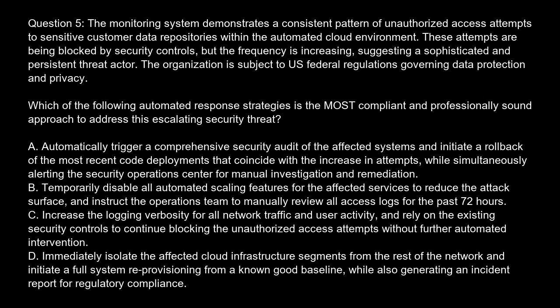Option C. Increase the logging verbosity for all network traffic and user activity, and rely on the existing security controls to continue blocking the unauthorized access attempts without further automated intervention. Option D. Immediately isolate the affected cloud infrastructure segments from the rest of the network and initiate a full system reprovisioning from a known good baseline, while also generating an incident report for regulatory compliance.